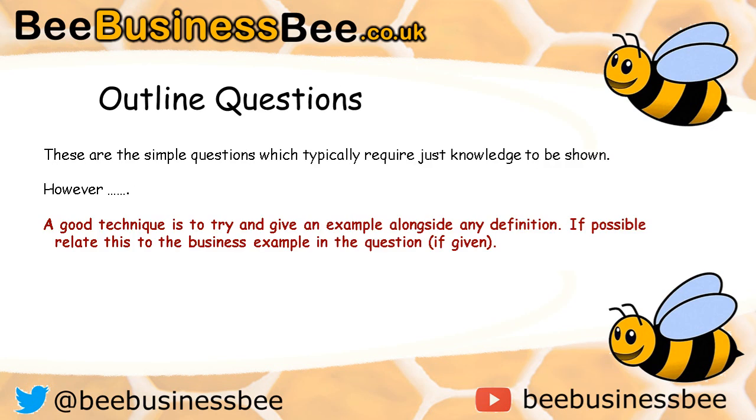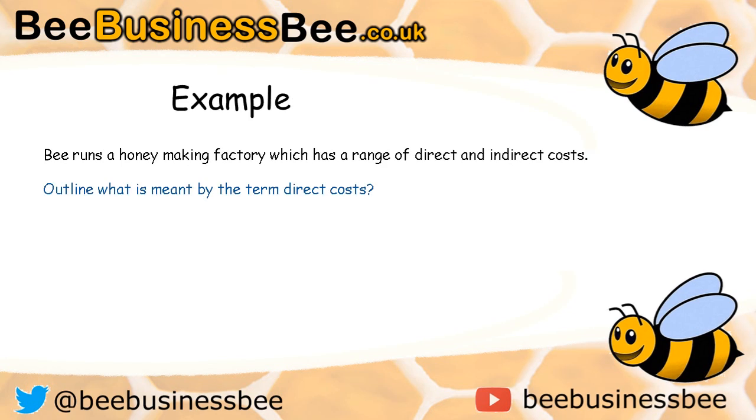Let's start by looking at some of the more simple questions you may get, the outline questions. These questions typically require you just to show your knowledge. However, looking at the mark scheme, a good technique is to try and give an example alongside any definition. If it's possible, try and use an example from the business that may be using the question, if they're giving you one. So let's look at an example question, which is a range of direct and indirect costs.